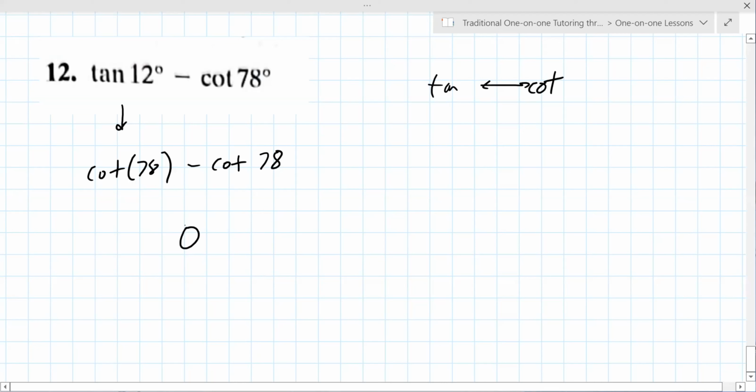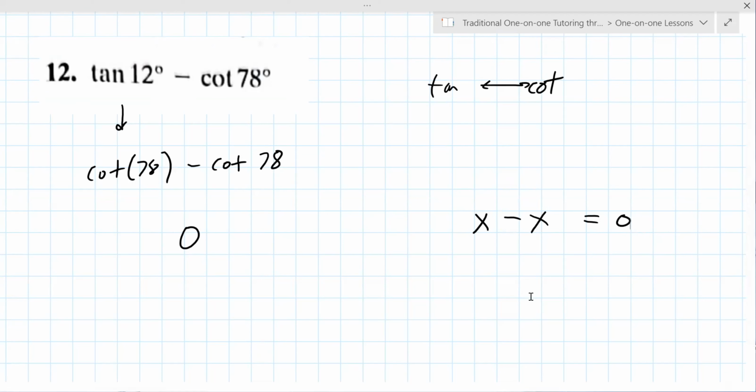Like if I asked you what x minus x is, you just tell me it's 0. You don't know, you don't care what x is. You just say, well, they're the same. So because I know they're the same, it's 0.